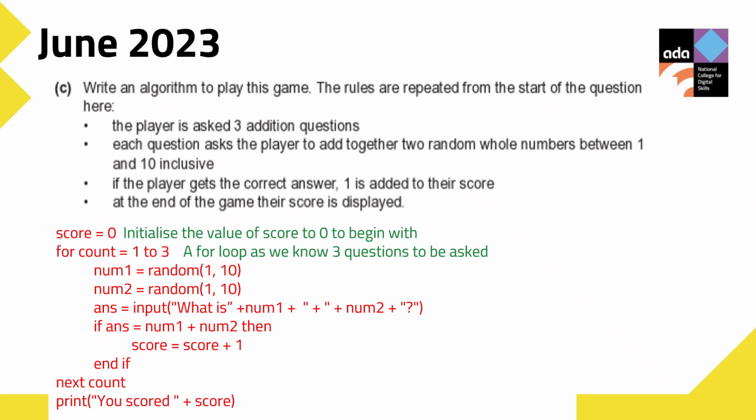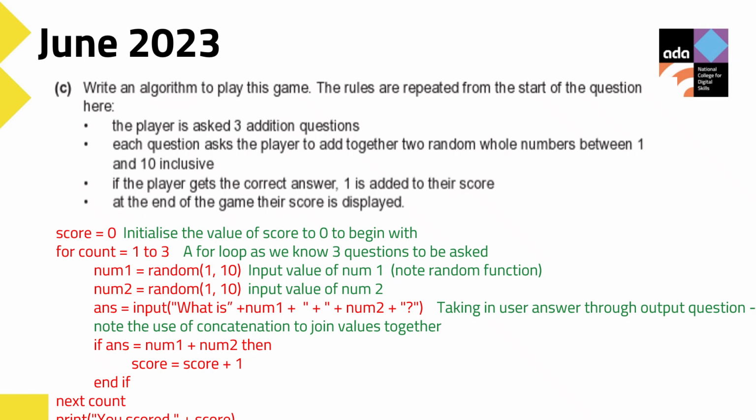The next line implements a for loop. So we've initialized a variable called count, which will loop from 1 to 3, as we know 3 questions will be asked. Next, we will include 2 variables. I've included num1 and num2, which have taken input between the values of 1 and 10. You can see that I have addressed this by importing the random function, and then in the brackets we've assigned the values, which are the lowest and the maximum limit between 1 and 10.